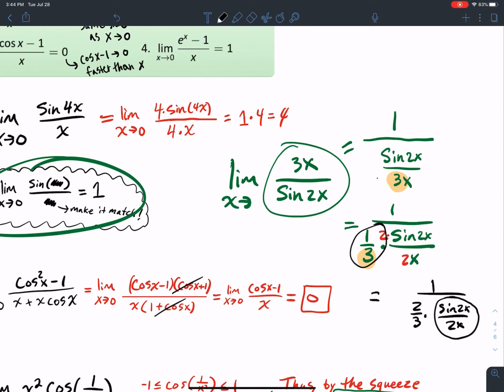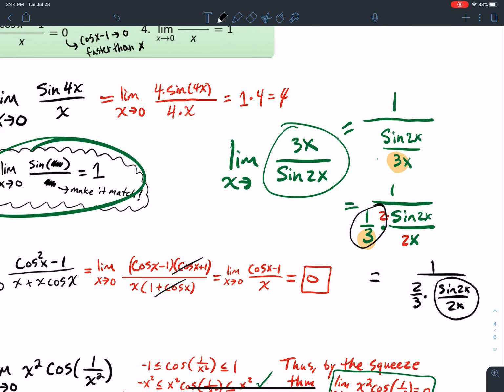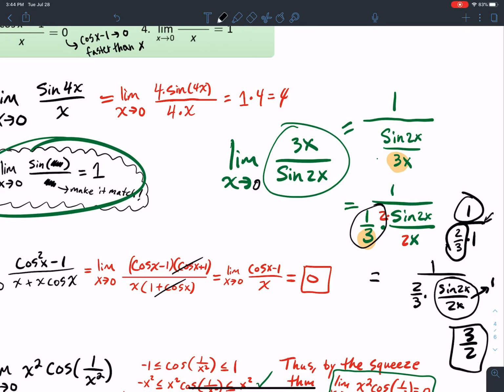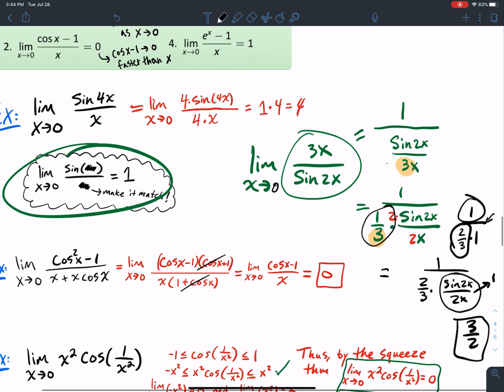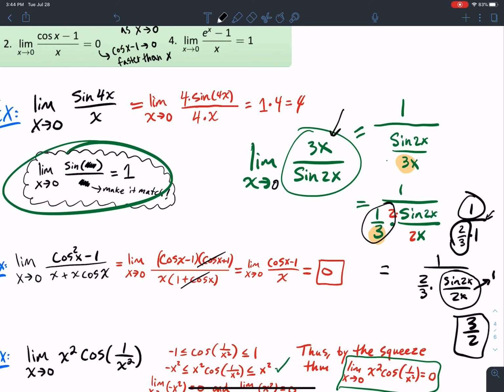Now I know that whenever I bring my limit in as x goes to 0, this thing is going to go to 1. So really, what do I have? I have 1 over 2/3 times 1. Now fraction, keep, change, flip. I keep 1 the same, change from division to multiplication, and flip the denominator. So my answer is the reciprocal of 2/3, which is 3/2. So that's like the most complicated thing you're going to run into right there. Hopefully that's going to help you a little bit.